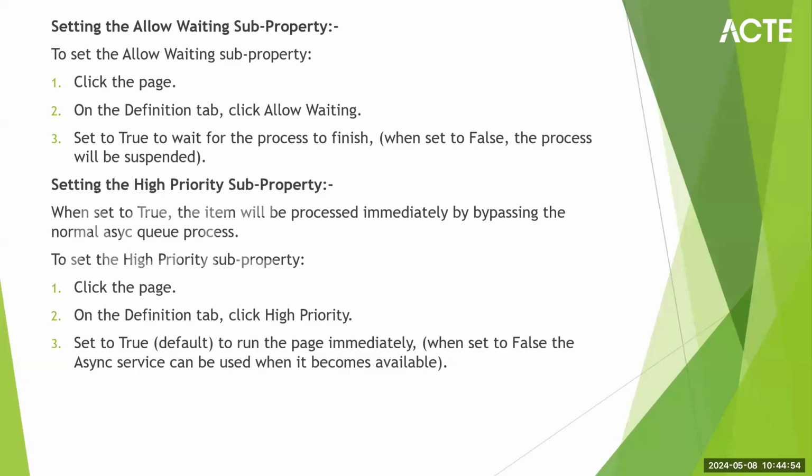When set to true, the item will be processed immediately by bypassing the normal asynchronous queue. High priority is something which will be executed on top of any other fields or pages. How do you set that? Click on the page on the definition tab, click high priority. If it's set to true, it will run immediately without any gap or wait time. If we set it to false, it will execute normally in the normal order.